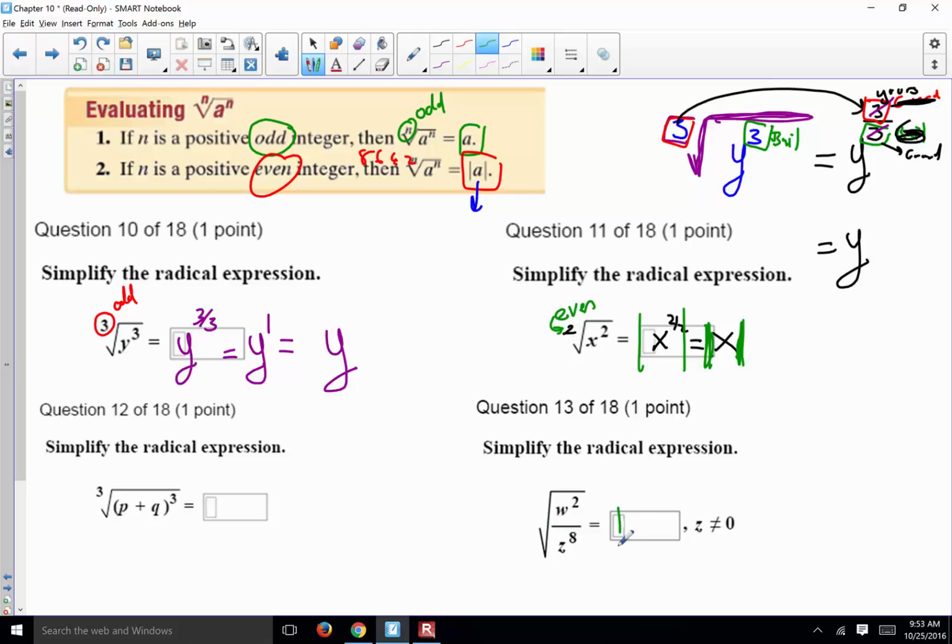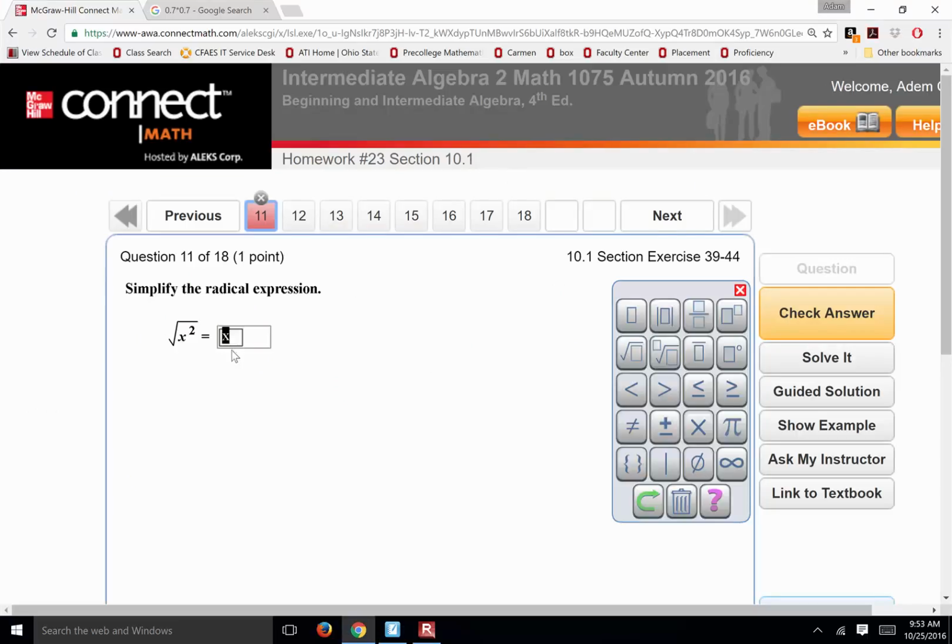So I see even index here, I will put absolute values already. I see odd, no absolute value. So before starting your question, check out the index. If it is even, put absolute values into your result before even you start. Okay? So let's fix this now.